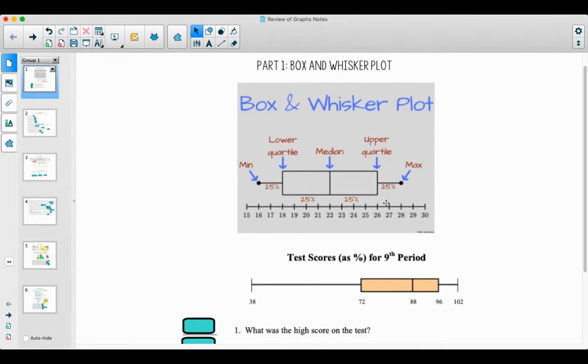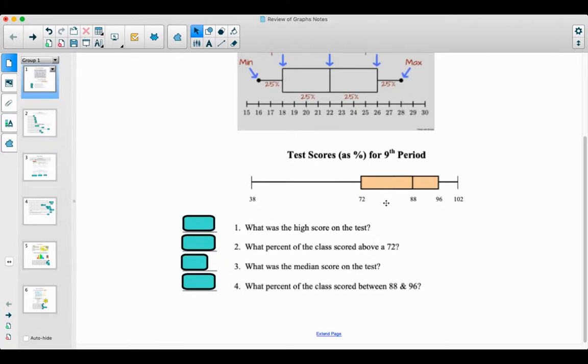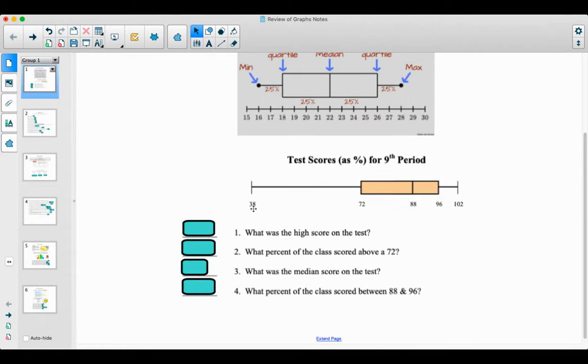So if we look at that first example, we'll do some together and then have you try some on your own. So here we have the test scores as a percentage for this 9th period. Here we notice that 38 is that min, 72 is that lower quartile, 88 makes up that median, 96 is that upper quartile, and 102 is the max.